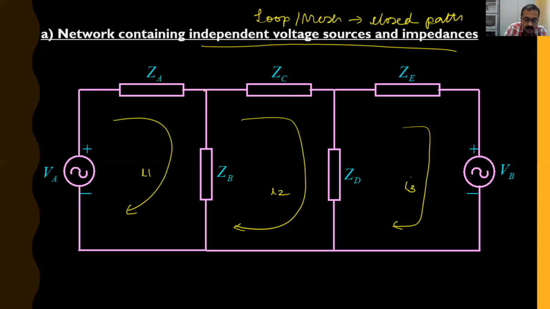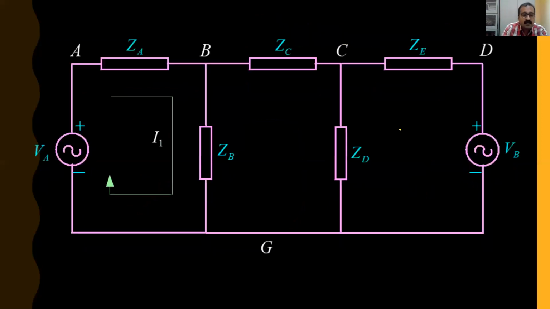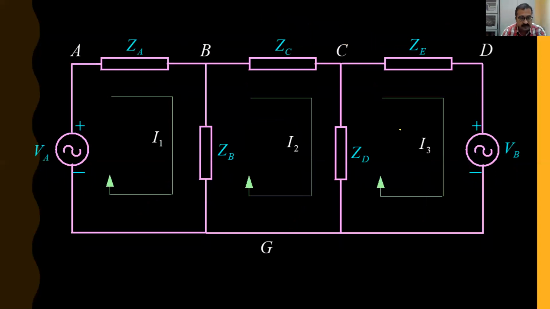This current I1, after reaching ZA, will not split into two, one through ZB and one through ZC. That will not happen. Those are branch currents. I1, I2 and I3 are loop currents, so they are confined only to those particular loops. I have marked here three loop currents I1, I2 and I3. These are not the only possible directions. If you want, you can mark your loop currents in the anti-clockwise direction also, or two may be clockwise and one anti-clockwise. It's up to you. I have just taken all the currents in the clockwise direction.